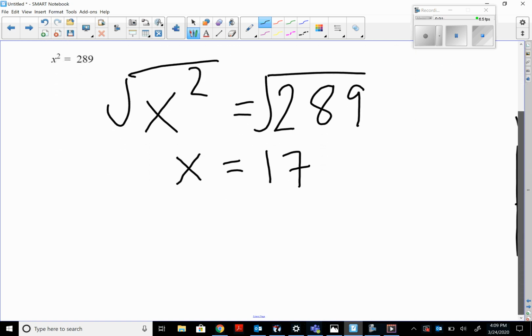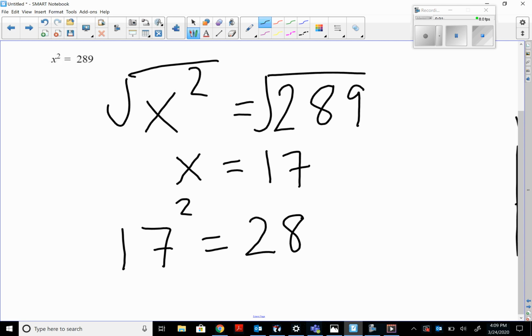Last step is to verify. So I'm just going to check my work by substituting the 17 in for the x on the original equation. So I'm going to see if 17 squared does actually equal 289. Going to check that with my calculator, and it does. So check. Therefore, x equals 17.